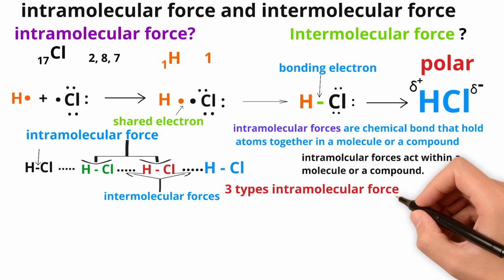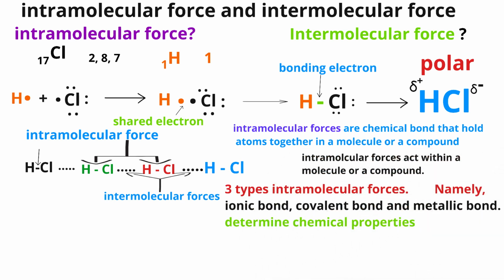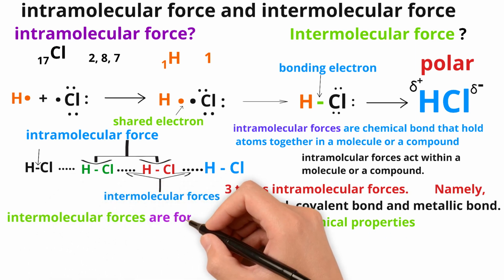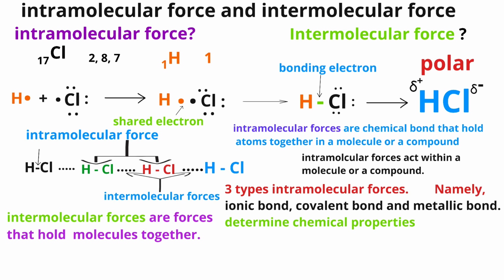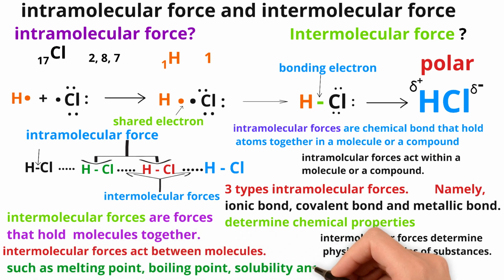We have three types of intramolecular force: ionic bond, covalent bond, and metallic bond. And this intramolecular force determines the chemical property of a substance. Intermolecular forces are forces that hold molecules together. Intermolecular force acts between molecules, just between molecules. Intermolecular force determines the physical properties of a substance, such as melting point, boiling point, solubility, and viscosity.